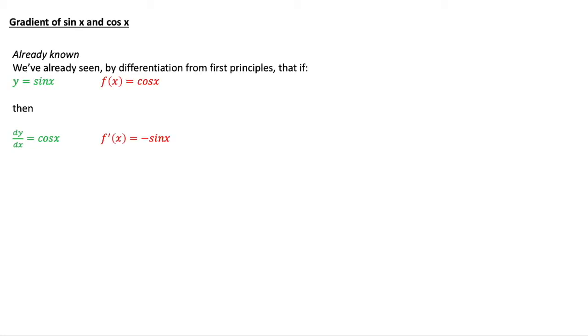We also know that if f of x is equal to cos x, then f dashed of x is equal to minus sine x. Now, there's a good way of remembering which way round these go, because that minus is a bit irritating. It means you've really got to remember what's going on. And if you can't quite remember, then a good way to think of it is to think of the actual graphs.